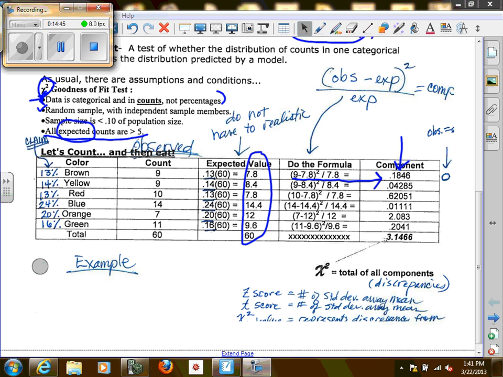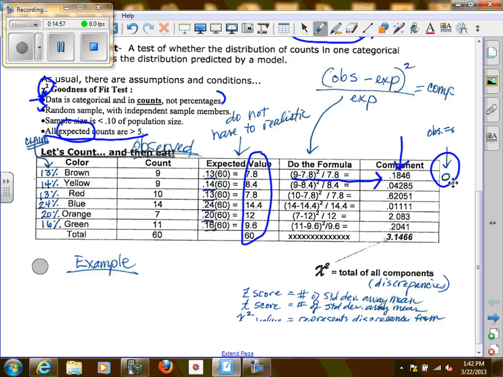Okay, now that you all got your individual components, let's talk about what those mean. What does a component of 0 mean? You're close to expected. There is no difference. You got what was expected. If I found 9 and 9 were expected, then my component would be 0. So the closer you are to 0, the closer your expected and observed values are together.